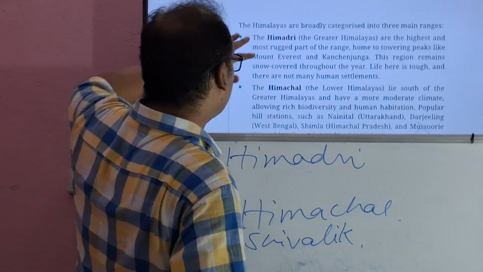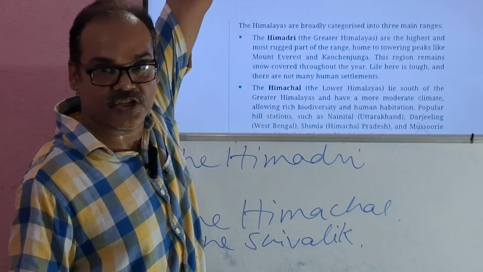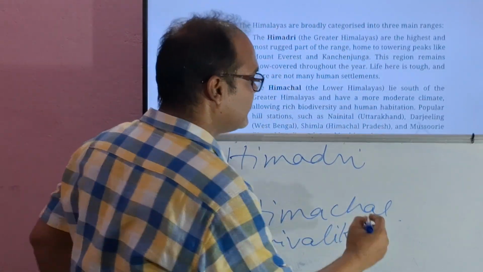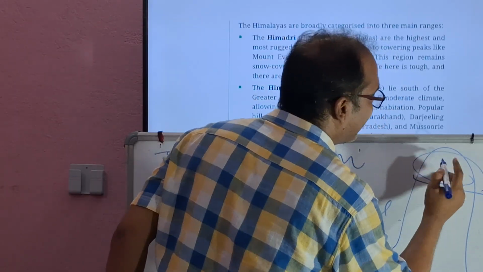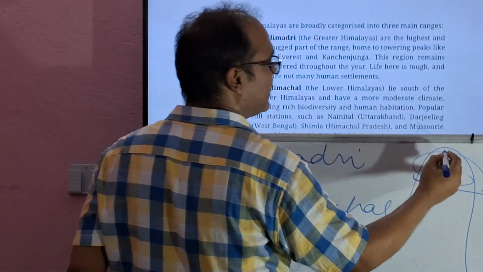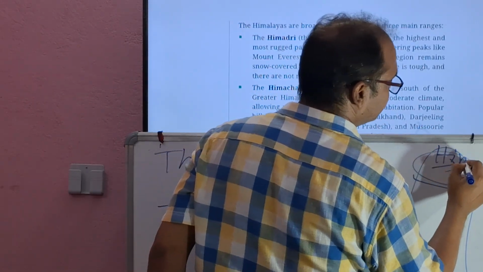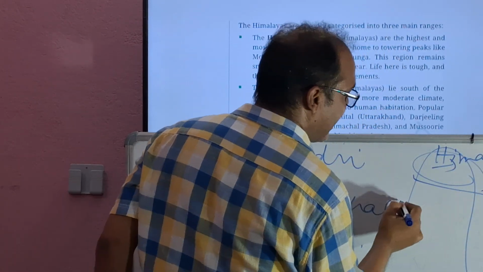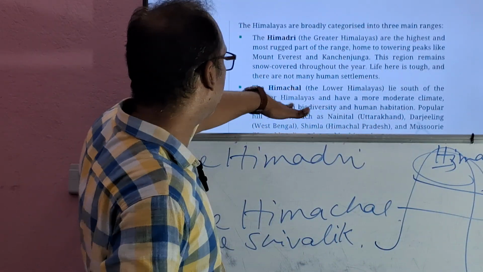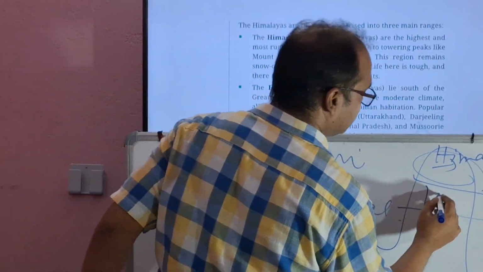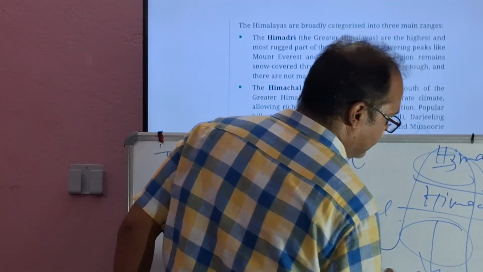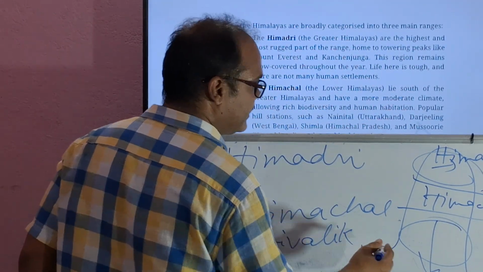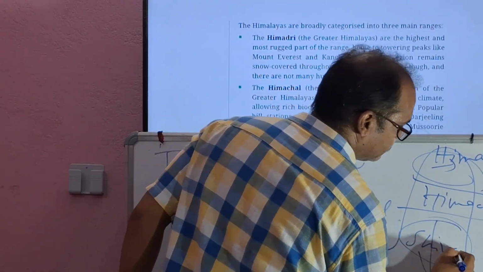Right? So Himadri, the greater Himalaya, the highest or the top part. Suppose this is Himalaya, right? So let it be the top part, and this is the greater Himalaya, we call it Himadri. Then we have lower Himalayas, it is called Himachal. And this one, it is connected to the northern plains, we call it Shivalik.